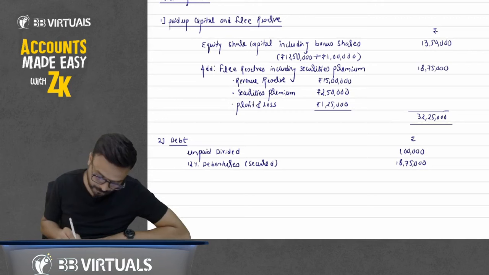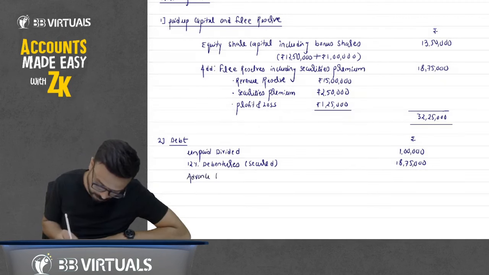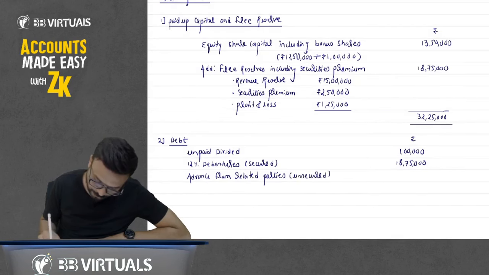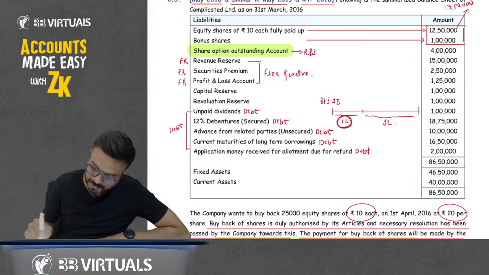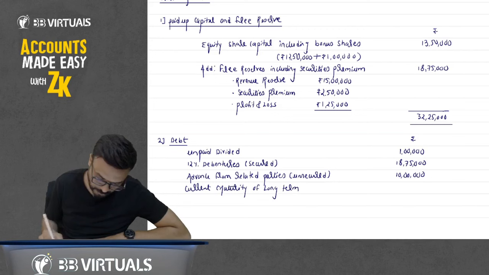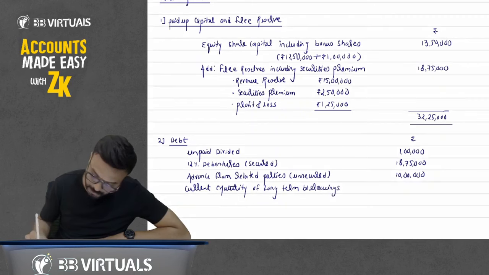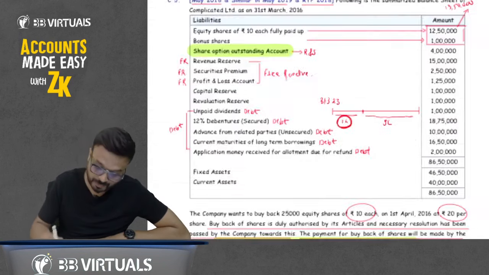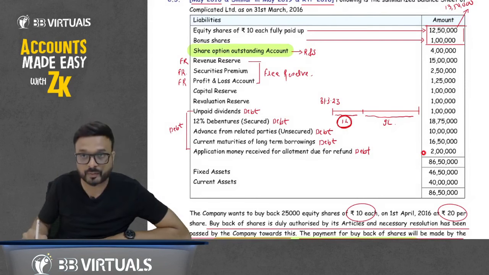It is unsecured advance, 10,00,000. So advance from related parties, unsecured, 10,00,000. Then current maturity of long-term borrowing, 16,50,000. Current maturity of long-term borrowing. How much is it? 16,50,000. Then at the end, your application money received for allotment due for refund is 2 lakh.